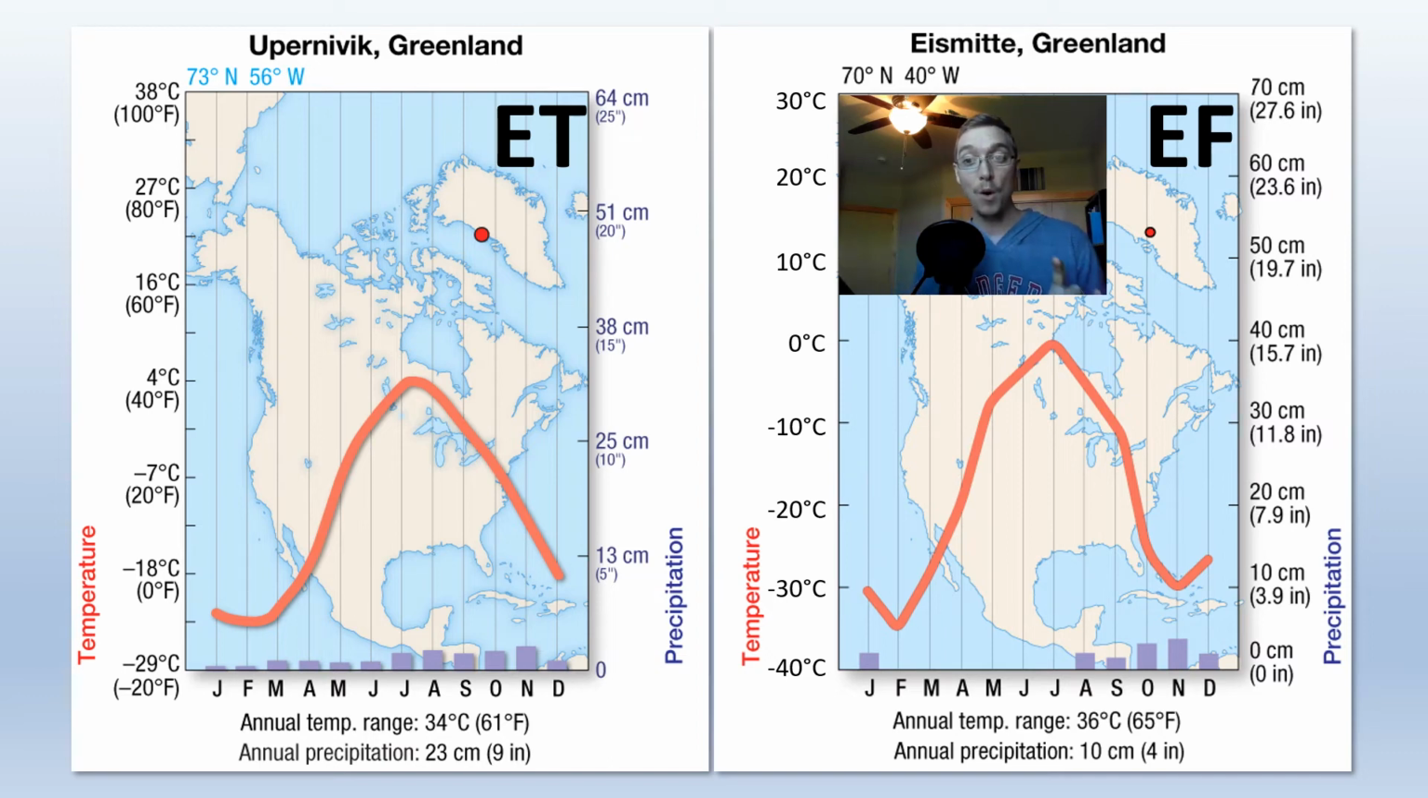Now let's notice how close these two are. Recall in one of my previous videos, we talked about the moderating effect of large bodies of water. Upernavik is situated right along the coast, while Icemit is much further inland. So we can really see the effect that short distances can have on the dominant climate in a region.